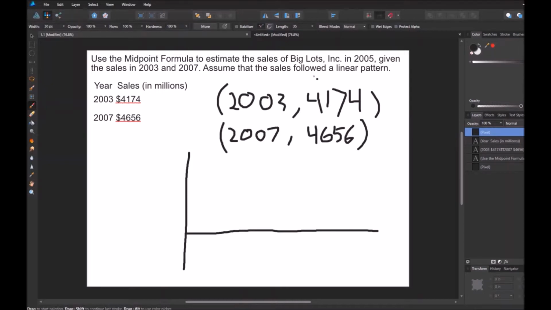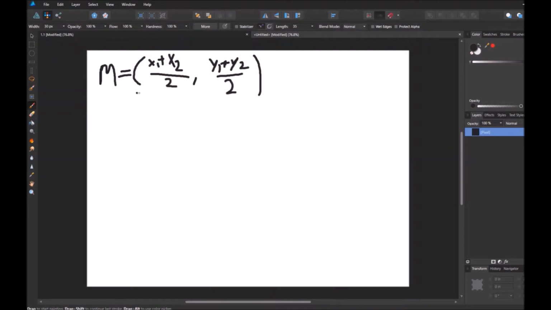And it wants us to find the midpoint. Because the midpoint will give us the year 2005, and then it will give us the estimated amount of sales of that year. So if we go over here, we have the midpoint formula written down: x1 plus x2 divided by 2, comma, y1 plus y2 over 2. And that will give us the year and the sales they had in that year. So our x1 is going to be 2003, and our x2 is going to be 2007, and that's going to be over 2.